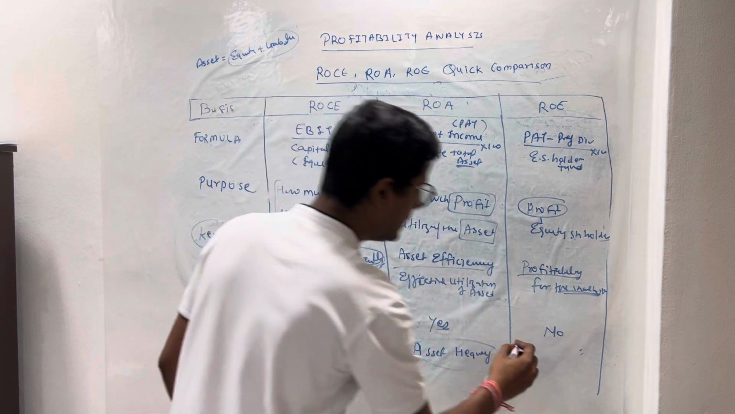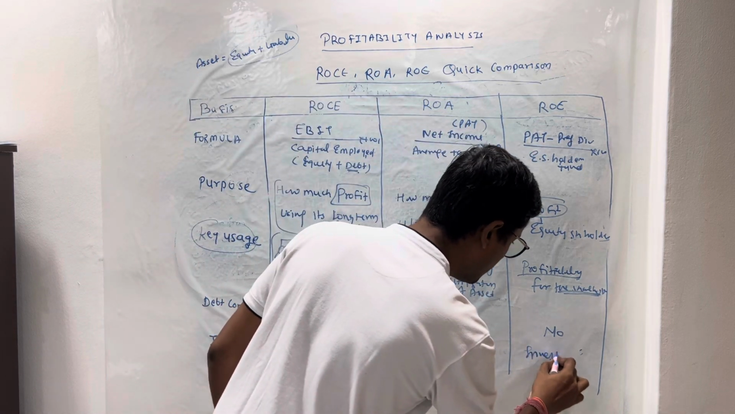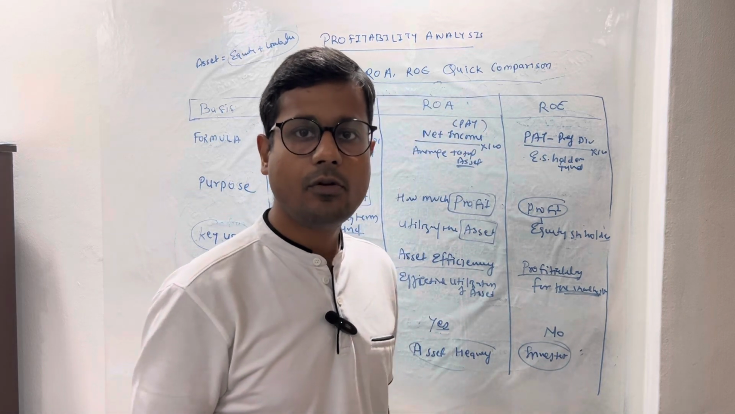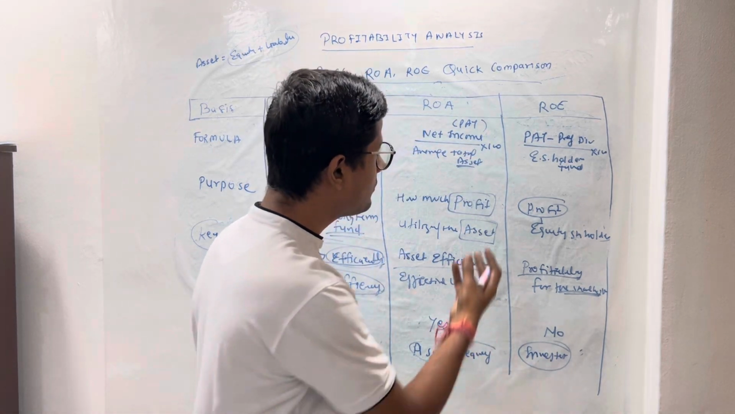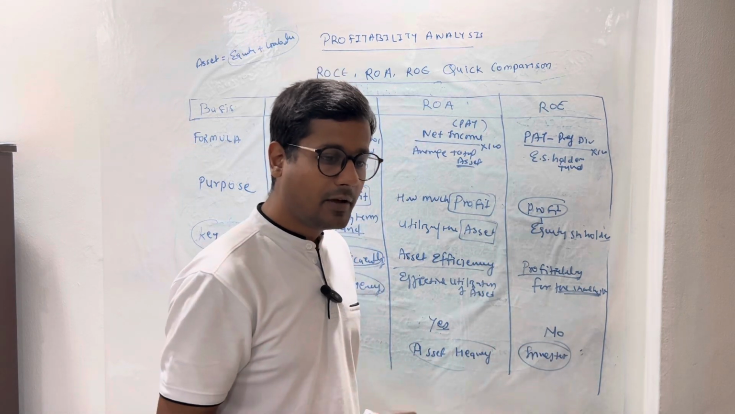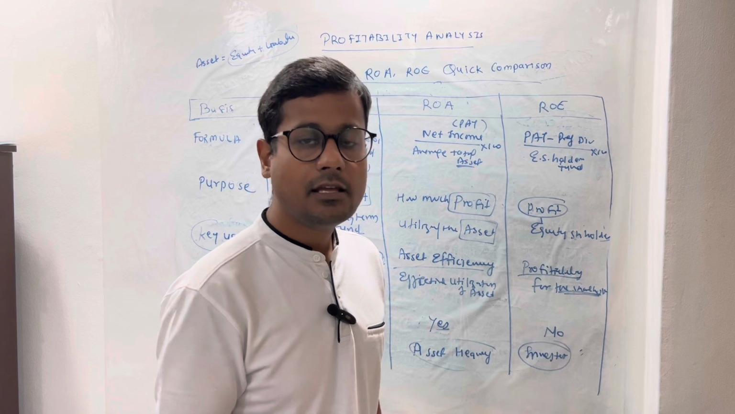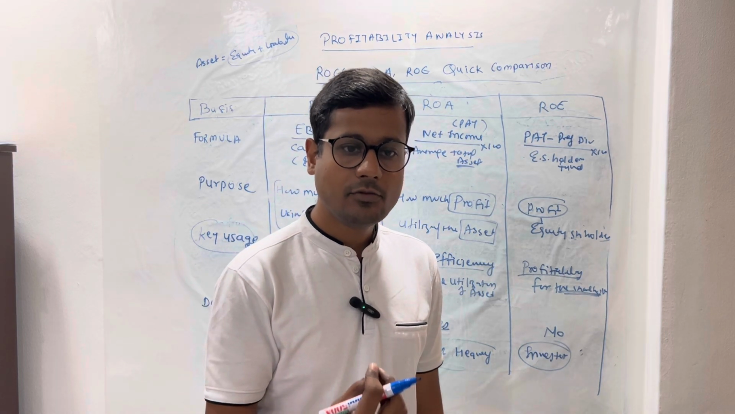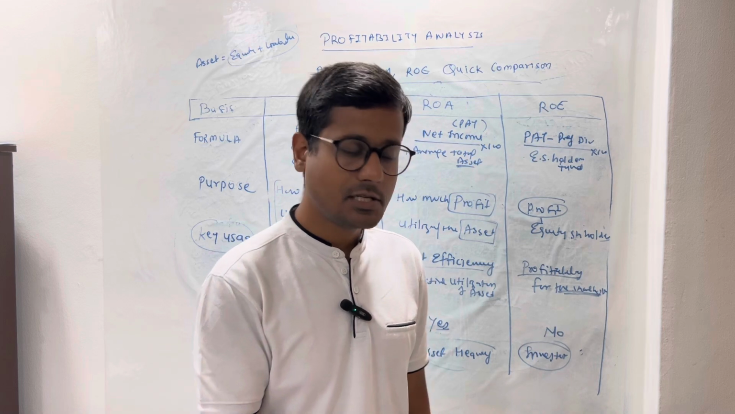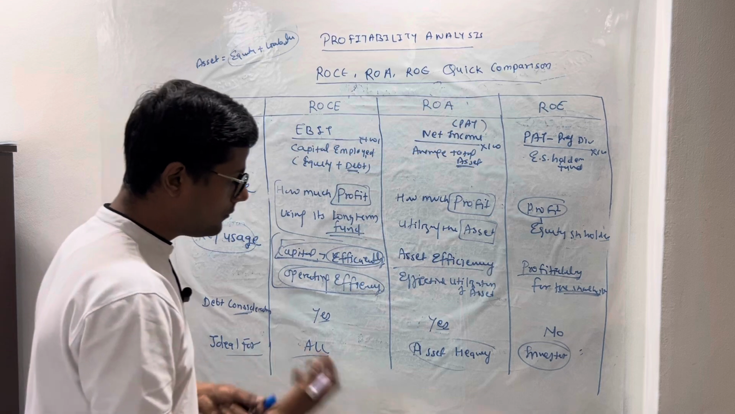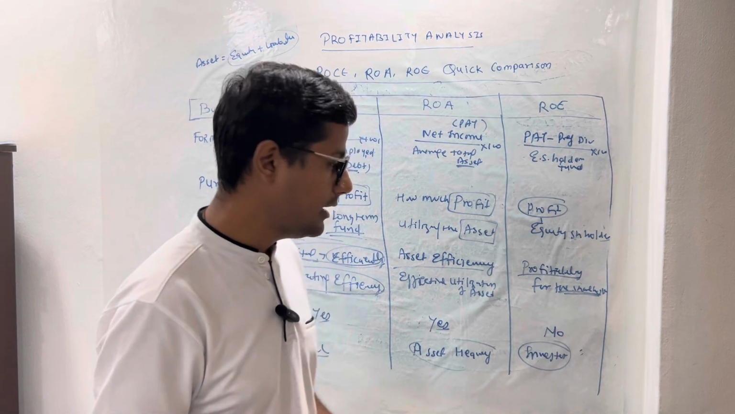And ROE is mainly used from the investors' point of view, the shareholders' point of view. If you are going to invest in a company, then you would like to see how much return as an equity shareholder you are going to get. Even the finance manager or CFO, when they analyze it, consider it from the shareholders' point of view. So that's the difference in its utilization, or for whom it is ideal.